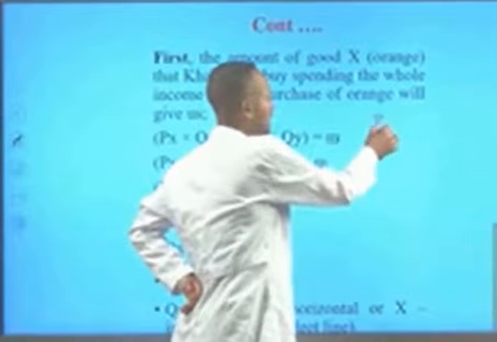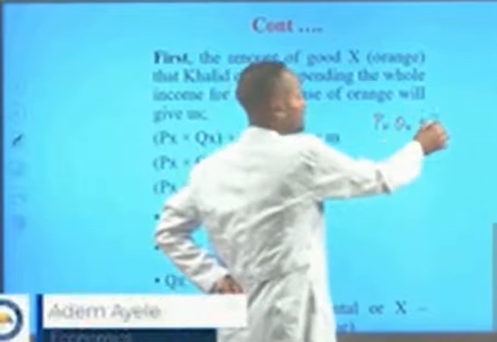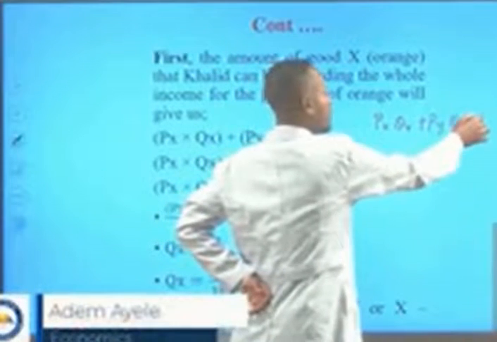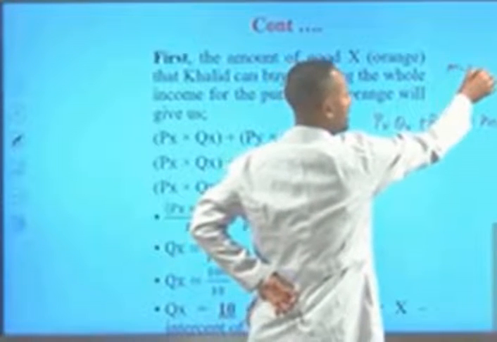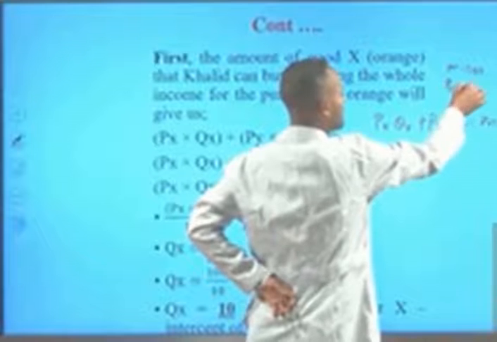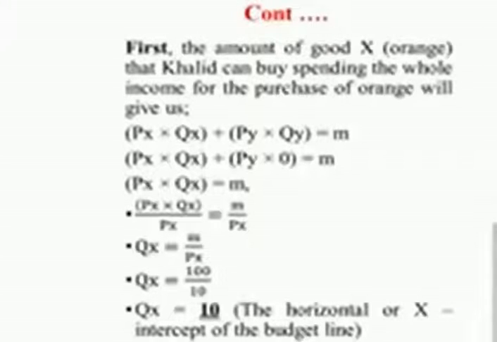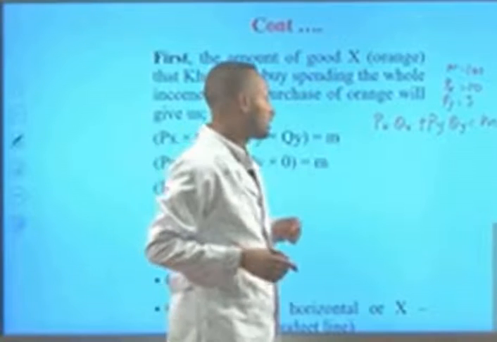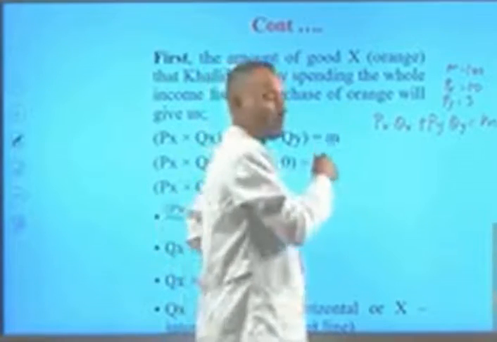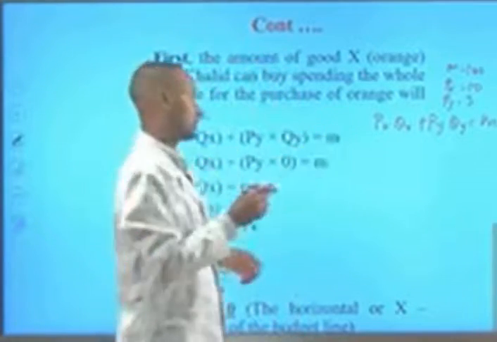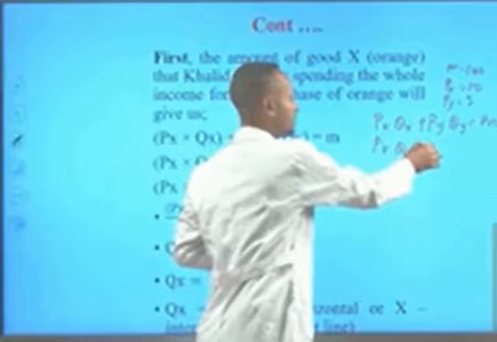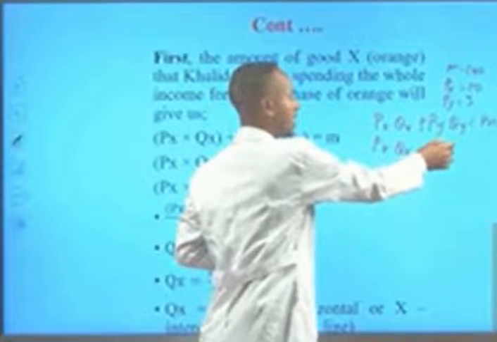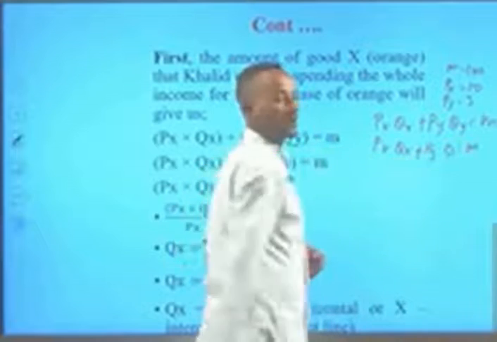Now, first, if Khalid spent the whole income for the purchase of good X, that means the price of X times the quantity of X plus the price of Y times the quantity of Y will give you income of a consumer. And from this information, income of a consumer is given, which is 100 birr, and the price of commodity X is given, which is 10 birr, and the price of commodity Y is given, which is birr 5. Now, if Khalid spends the whole income for the purchase of commodity X, that means he will not buy any amount of Y. That means the price of commodity X times the quantity of commodity X plus the price of commodity Y times the quantity of commodity Y, which is 0, is equal to income of a consumer.